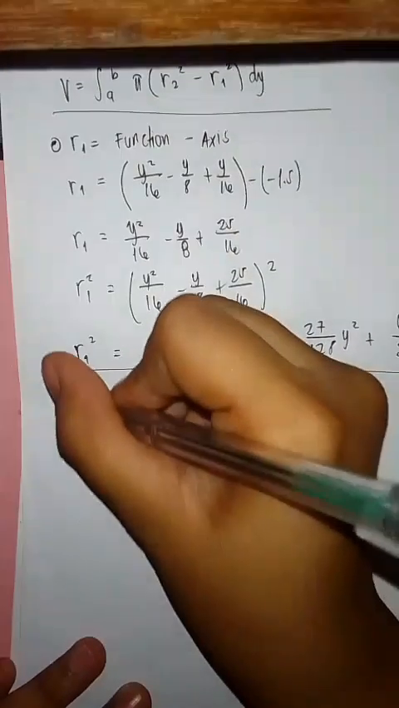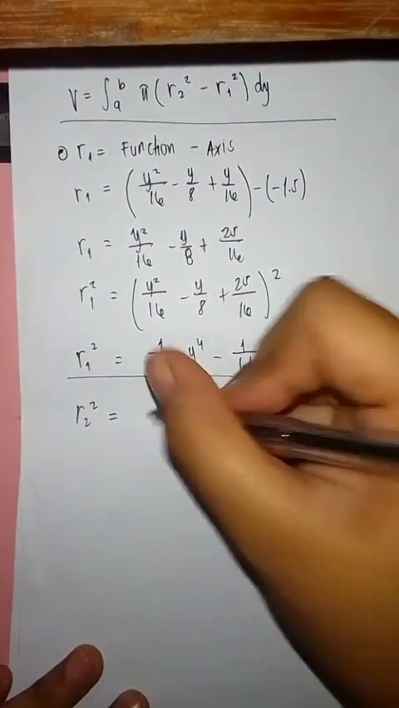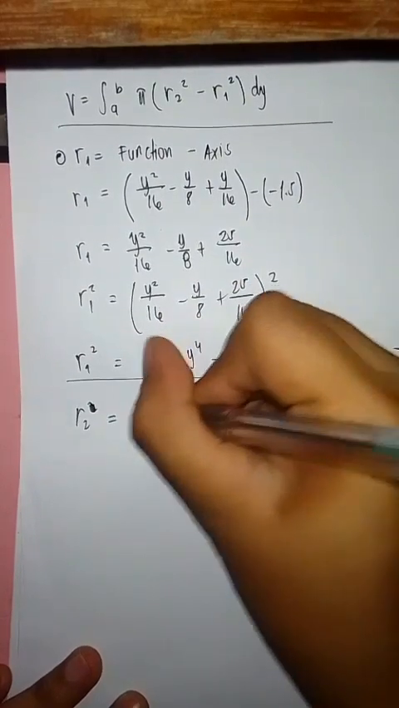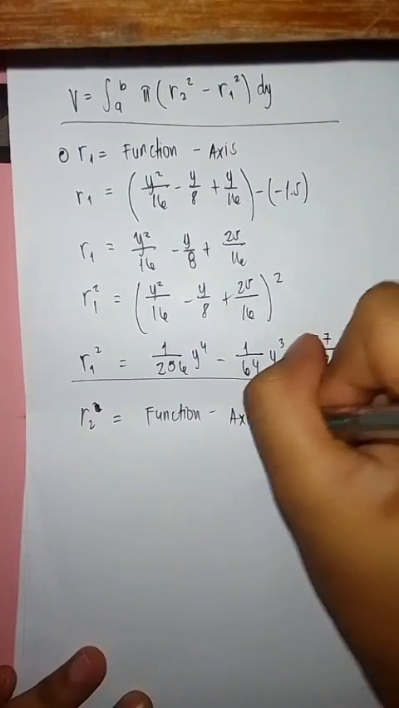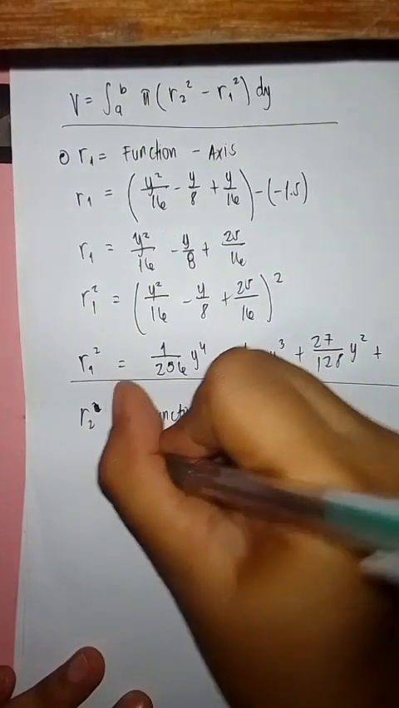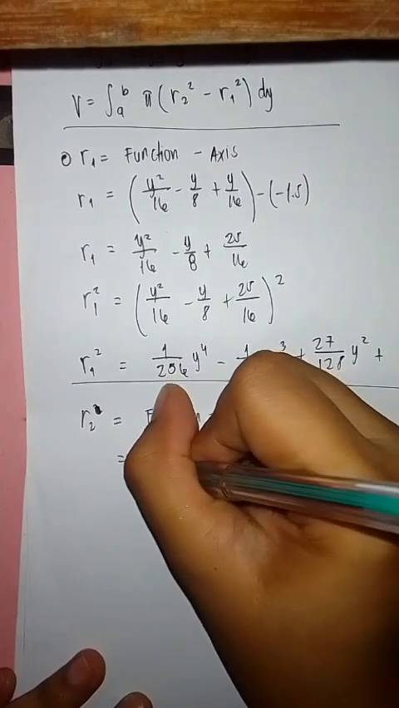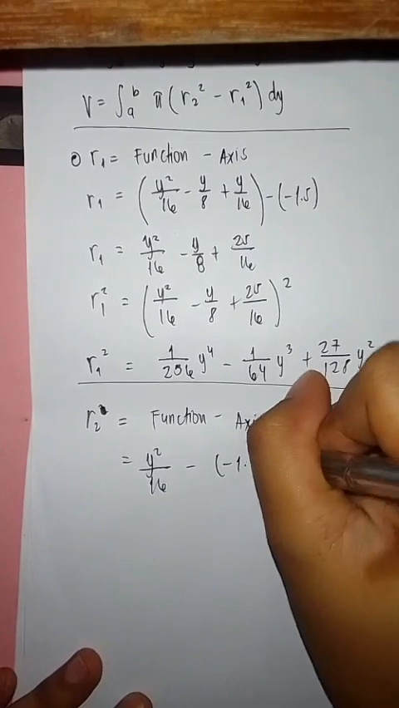Next, we will get the r sub 2 squared. So r sub 2 is equal to function minus axis. This is now y squared over 16 minus 1.5.